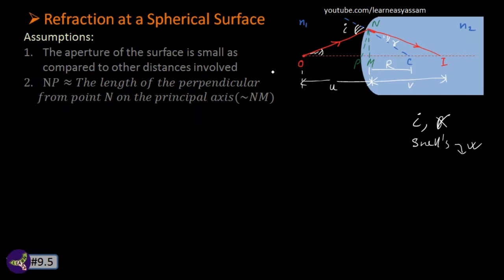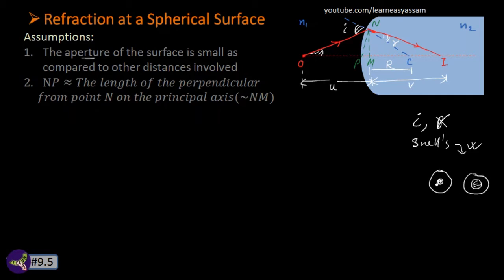before doing all this, let us first assume something. The first assumption is that the aperture of the surface is small as compared to other distances involved. So aperture is small. If you look at cameras, you will see that there is a hole which controls the amount of light entering the camera. That hole is called the aperture. Sometimes it becomes smaller and sometimes it becomes bigger.